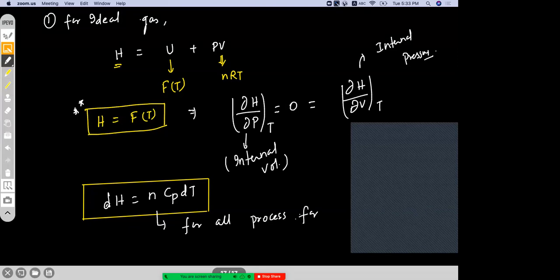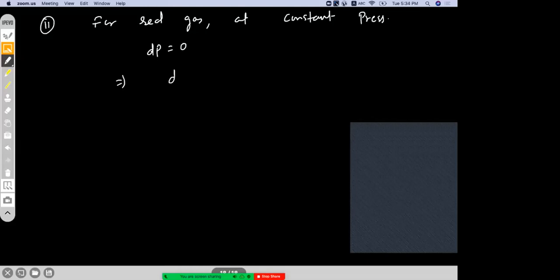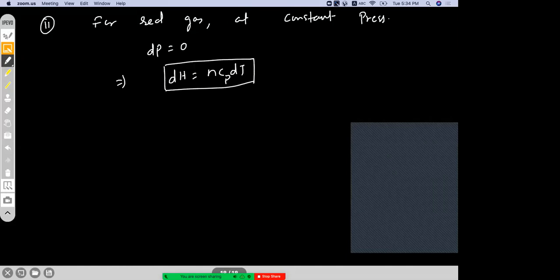Constraint is the gas should be ideal. Don't get confused that Cp is written here. Molar heat capacity at constant pressure, it means we can apply this only when the pressure is constant? No, it is applicable for all processes. This formula we can also apply for real gas, but the condition for real gas is what? Real gas at constant pressure. dP is equal to zero, and hence we can substitute this. We get dH is equal to nCp dT. So for real gas also it is applicable, but the condition is the pressure must be constant.